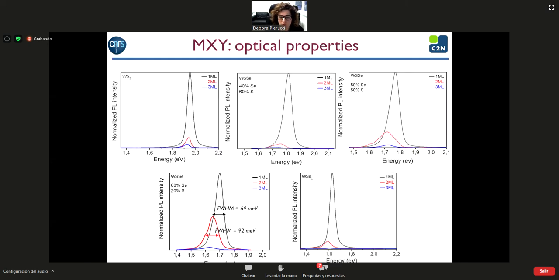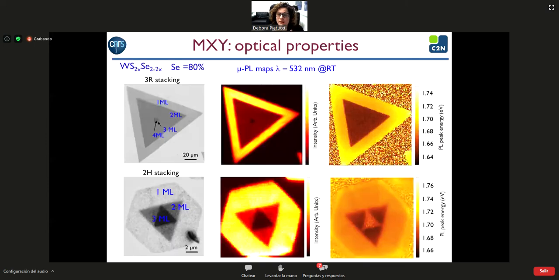In fact, if we look at the shape of the PL peak, it is also broader, indicating that probably we have more than one component that contributes to this signal. So we also tried to understand if it was related to the stacking, and we analyzed different flakes with different stacking. So we have the 3R stacking and the 2H stacking.